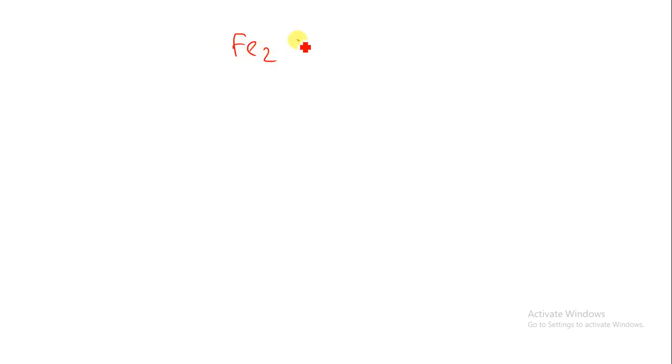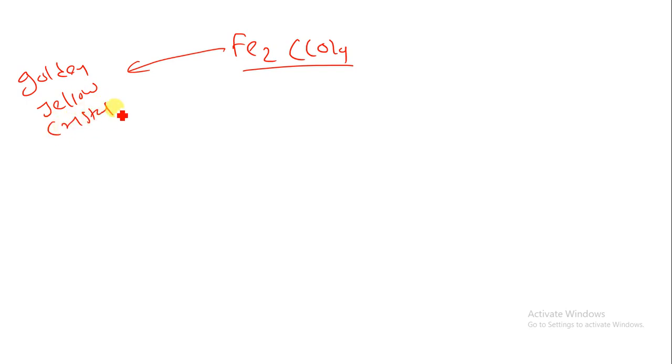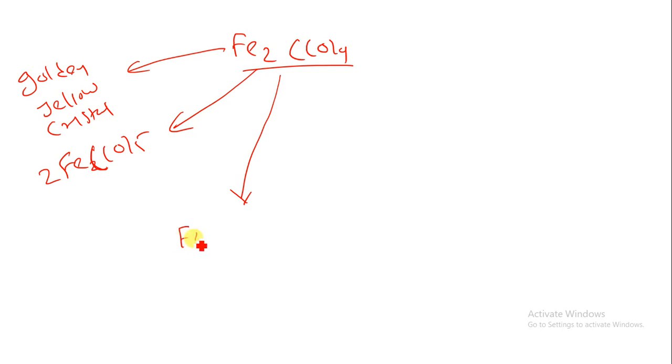So let us revise this structure again. So we have studied about the Fe2CO9. Now this Fe2CO9 has a golden yellow color, golden yellow crystal. Second thing, it can be prepared by the reaction of FeCO5 with UV light, which produces Fe2CO9. Now when it is decomposed, it can produce Fe3CO12.